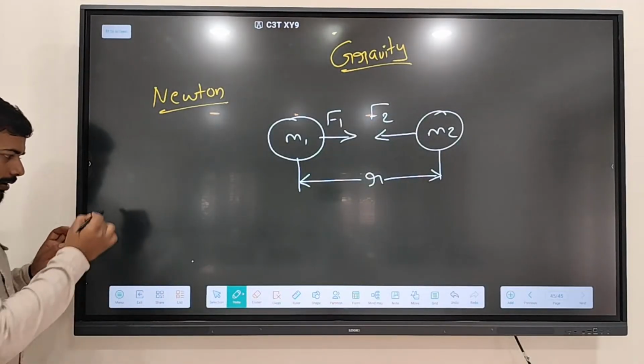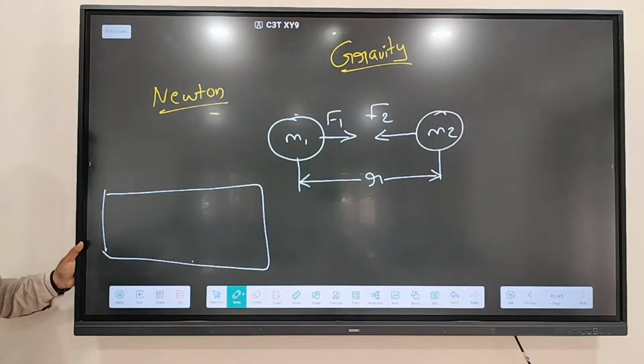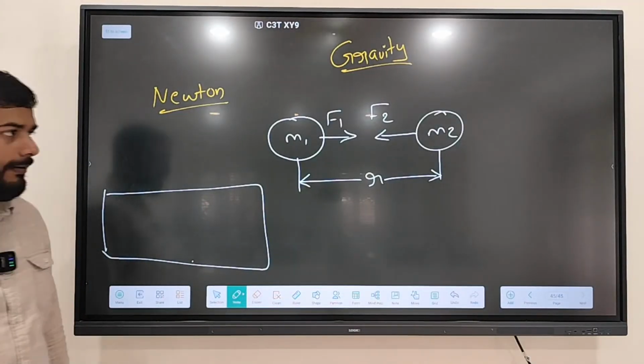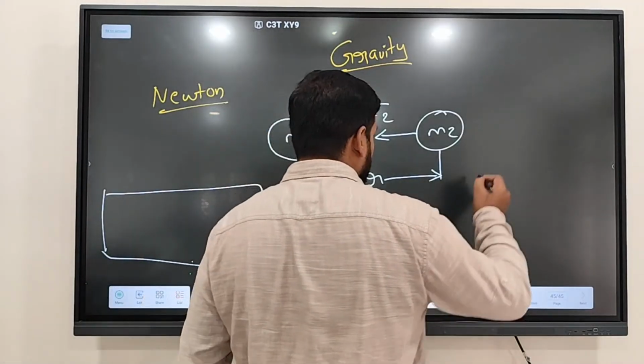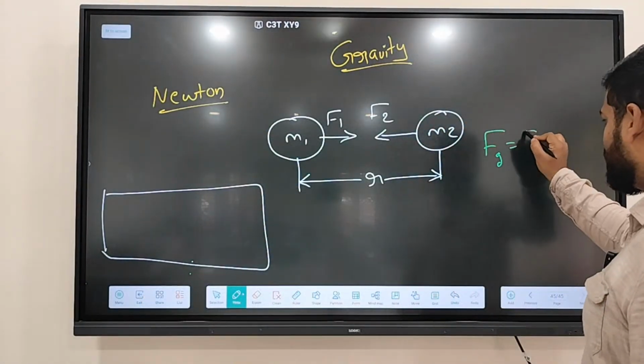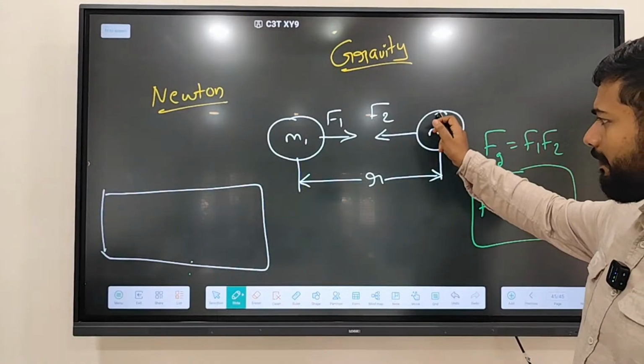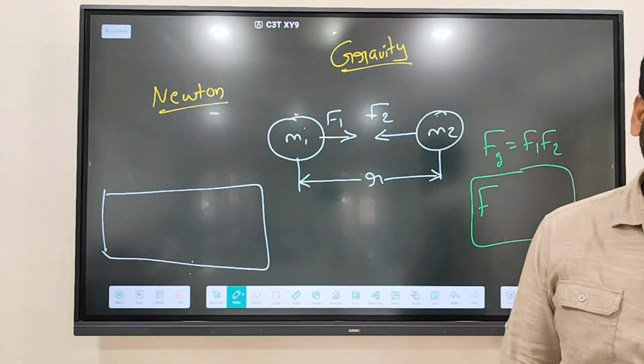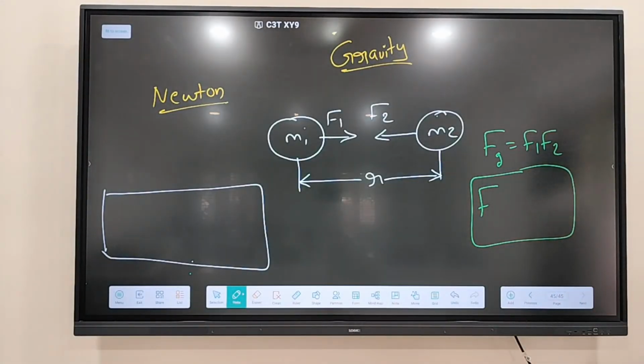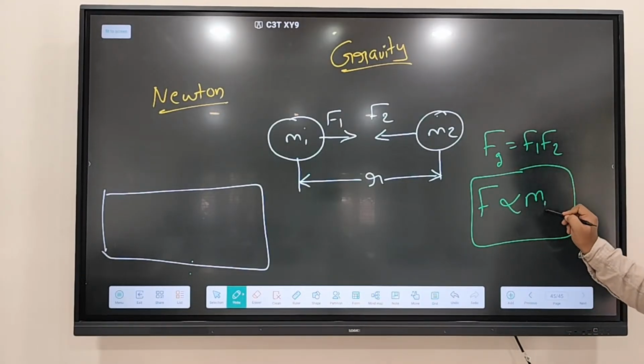Newton's law of universal gravitation, the equation says, see, before that, the gravitational force F1, F2. Will the gravitational force be directly proportional to the product of the masses or inversely proportional? Directly proportional means if the mass is more, gravitational force is more. Inversely proportional means if the mass is less, gravitational force is more. What is the case? Yes. If the mass is more, the gravitational pull will be more, directly proportional to m1 m2.